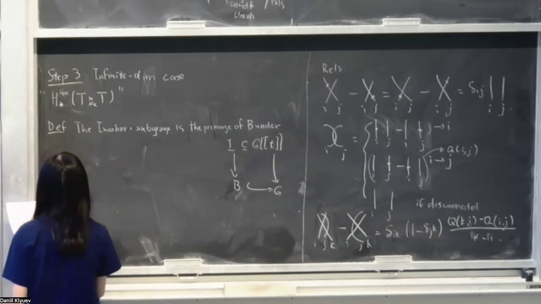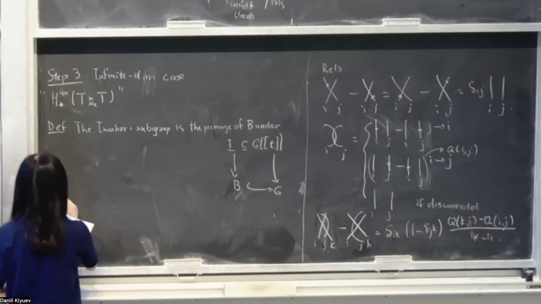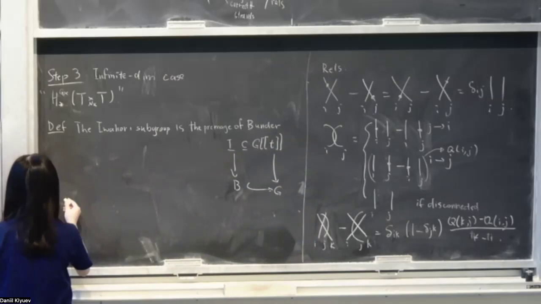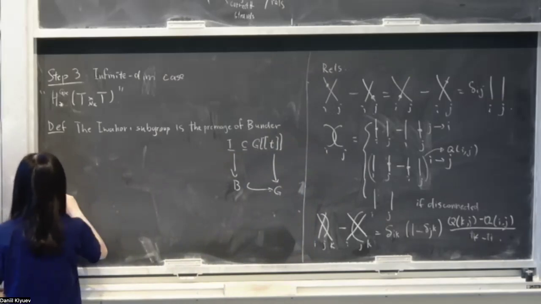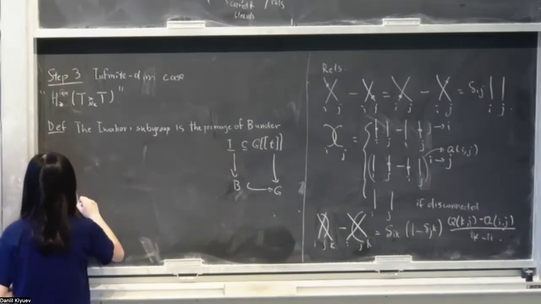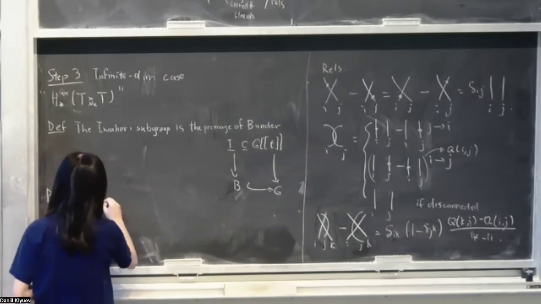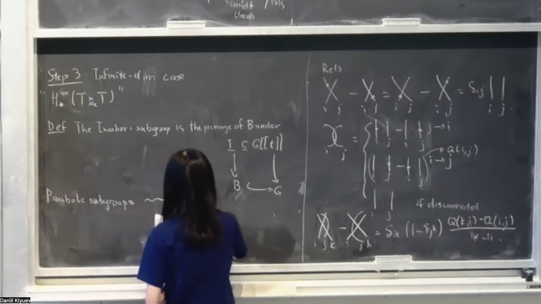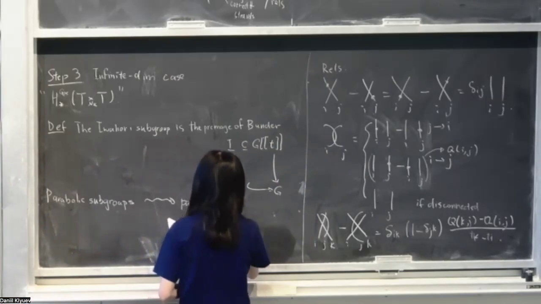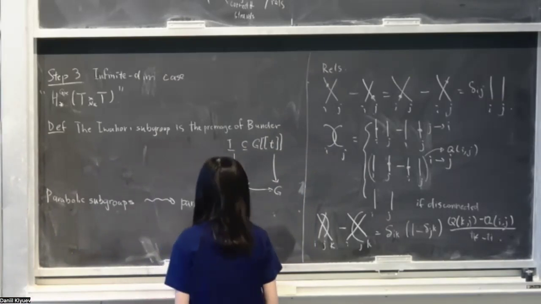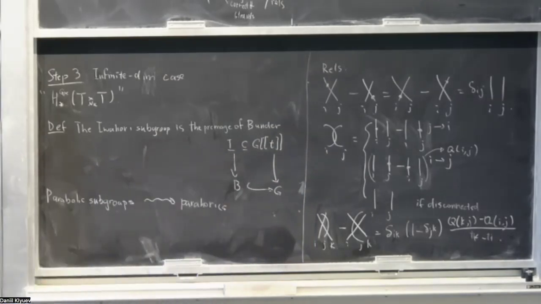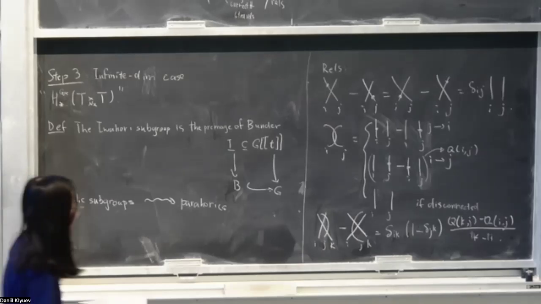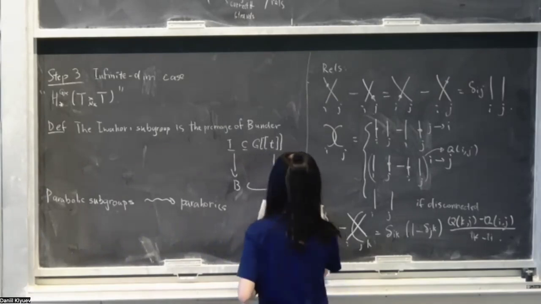Parabolic subgroups become equivalent to things called parabolas, although I don't have much more to say about this.